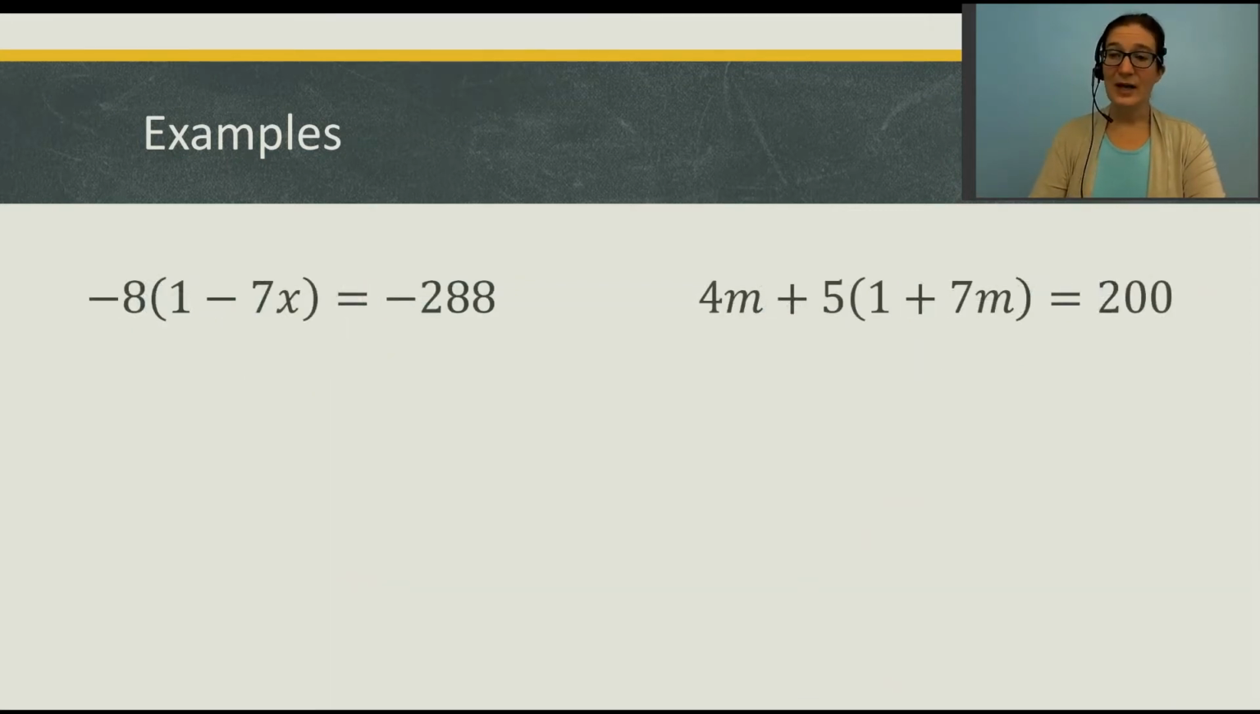All right, let's go ahead and take a look at a couple more. So here we have just equations. The one on the left has some parentheses we'll need to take care of, and the one on the right has parentheses plus a little bit more. So we're going to go ahead and do these now. The one on the left we'll do first.